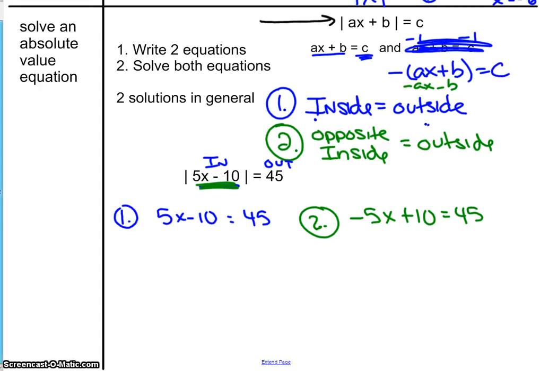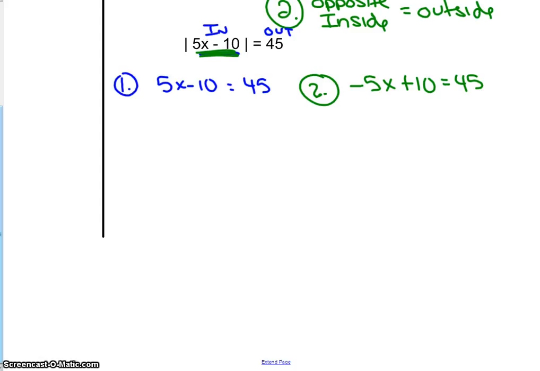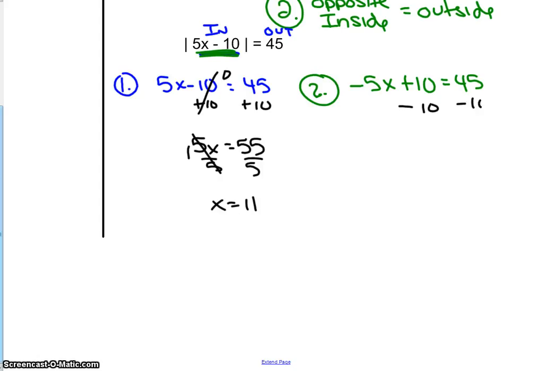Now we're just going to go in and solve those two equations. So my first one, I'm going to add 10 to both sides. It goes 0. Divide by 5. X equals 11. Over here, subtract your 10.